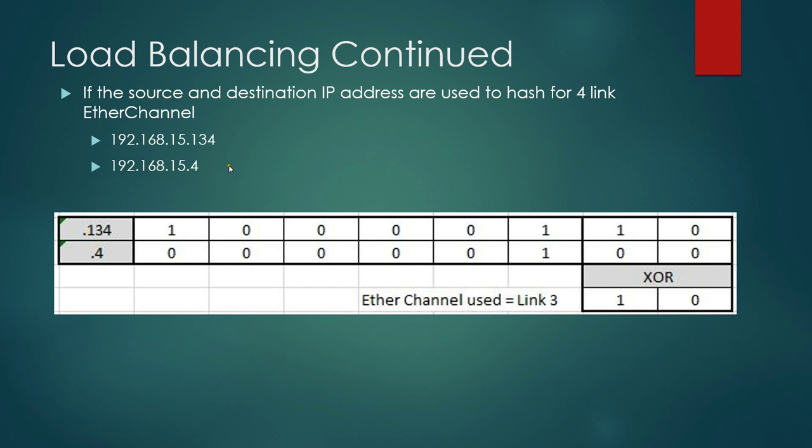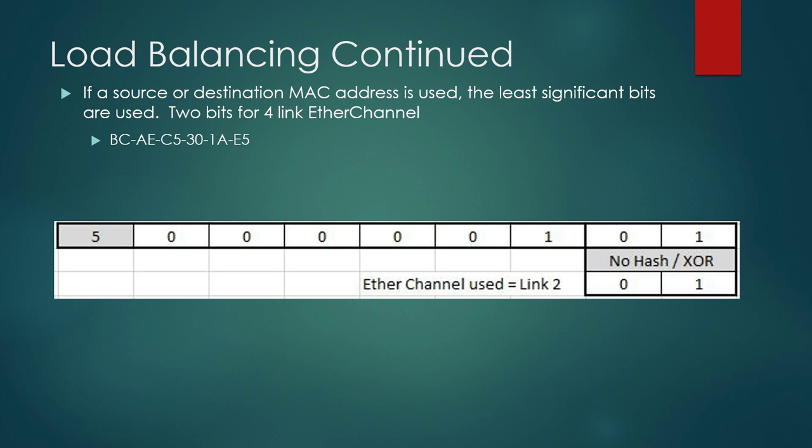Now, as we had discussed before, as we begin to use various different MAC addresses and we XOR that, and different IP addresses, and we XOR those various different IP addresses, we'll come up with different combinations of numbers statistically, which will allow us to more evenly load balance across our 4-link EtherChannel.